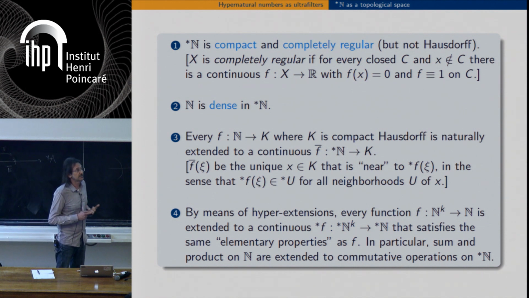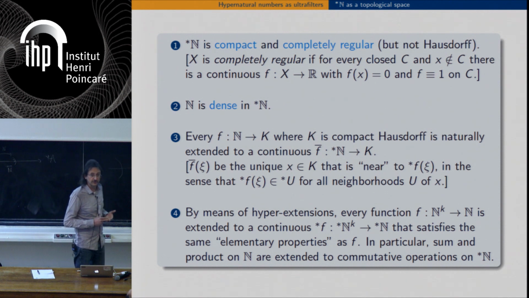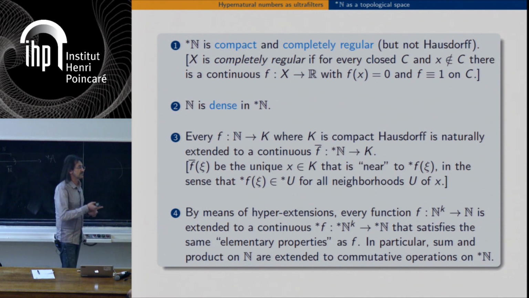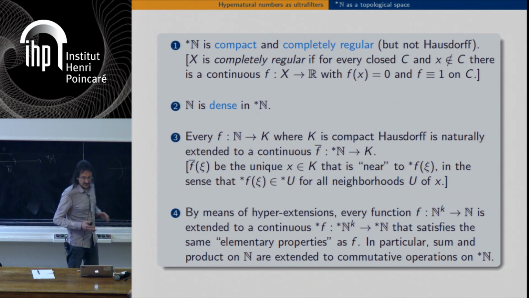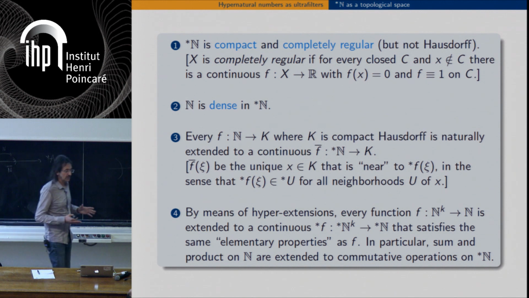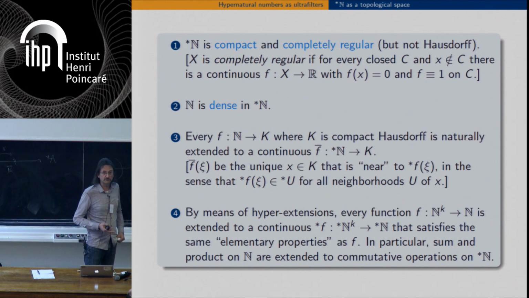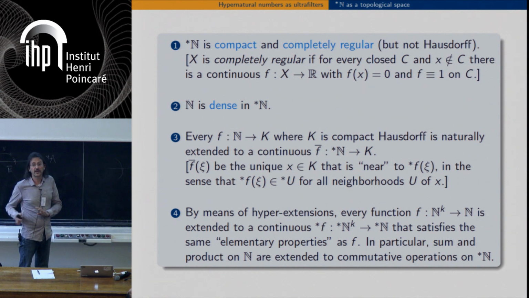We have the universality property that every function from N into a compact Hausdorff space can be extended to a continuous function. And this can be seen by using the characterization of compactness that one has in non-standard analysis. And since we have this star map, any function we have on the natural numbers has a canonical non-standard extension. And for instance, as we know, on the hypernatural numbers, we have a commutative sum and a commutative product that we do not have on ultrafilters.